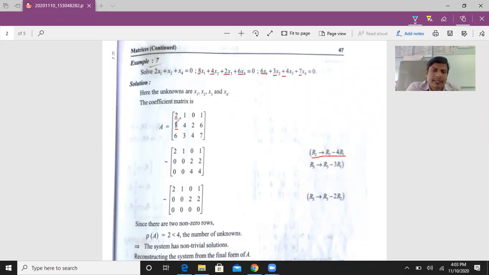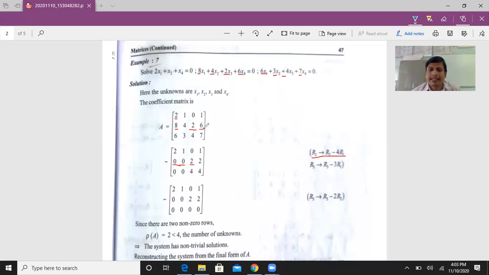See here, that is the 8. 4 into 2 is 8, that is plus 8 minus 8 is 0. I write here 0. Okay, next come to 4 is there. R2 is 4. 4 minus 4 into 1 is 4, that is plus 4 minus 4, that is 0. Next come to the third element, that is 2 is there. R2 is 2. 2 minus 4 into 0. 4 into 0 is 0. Okay, that is 2. I write here 2.